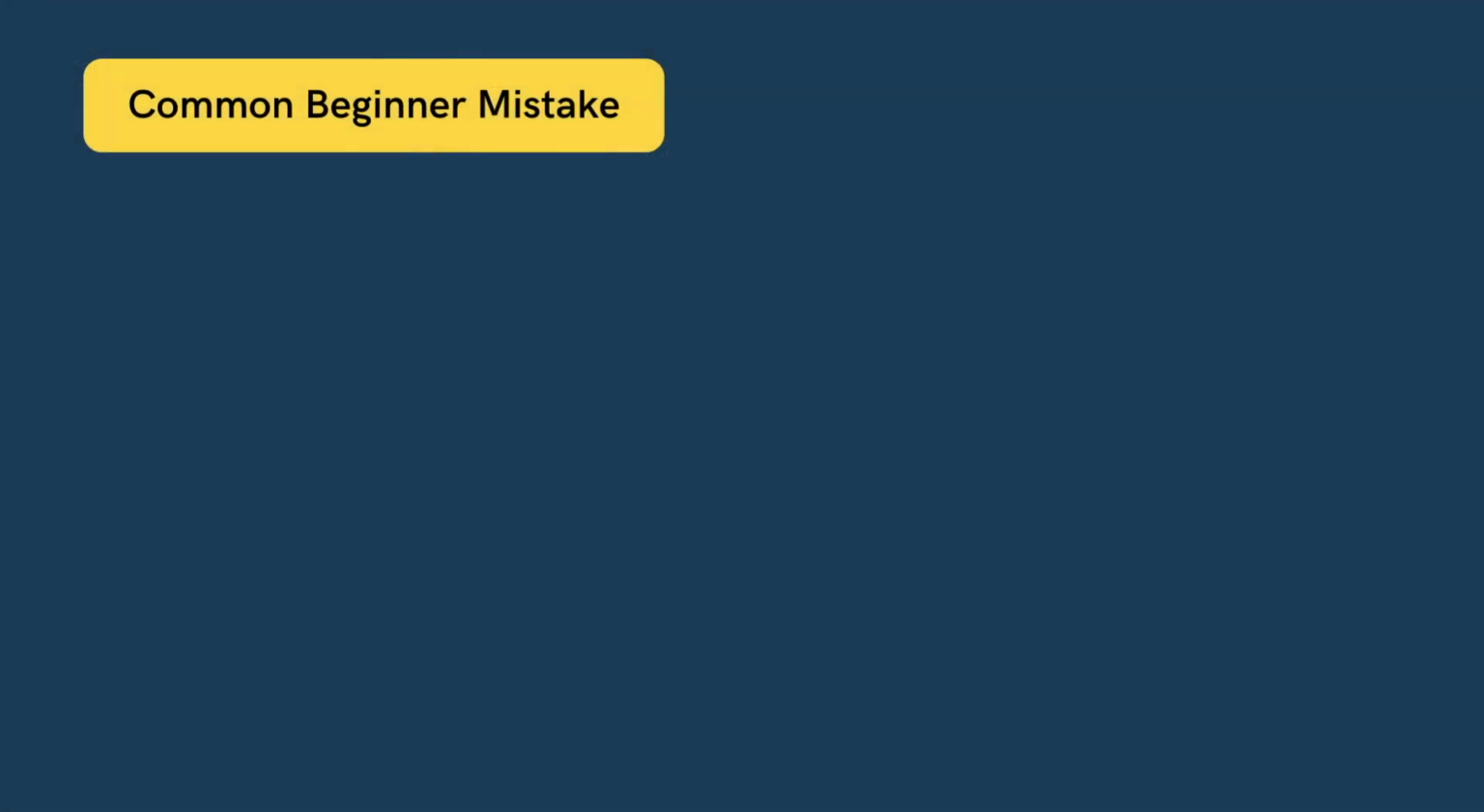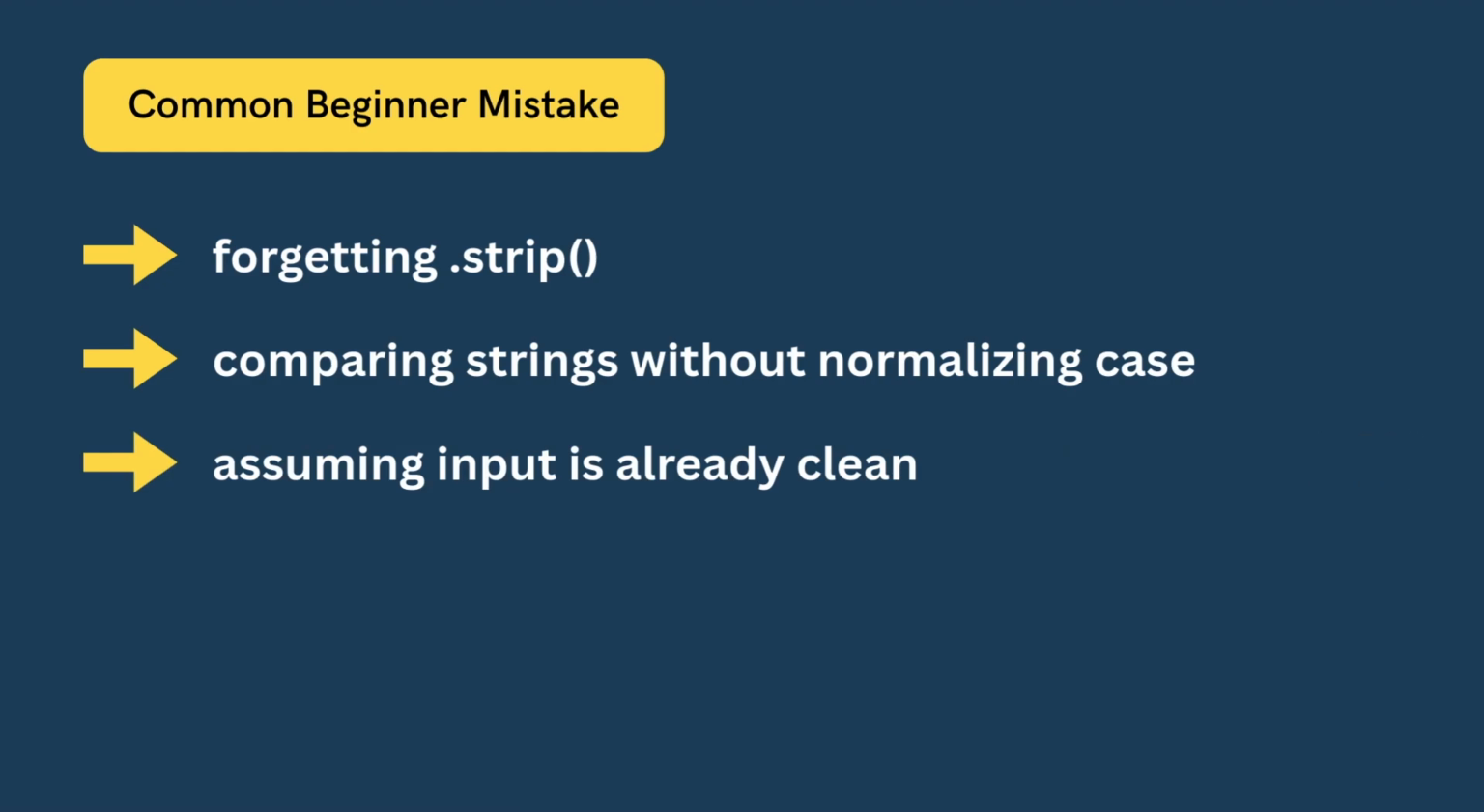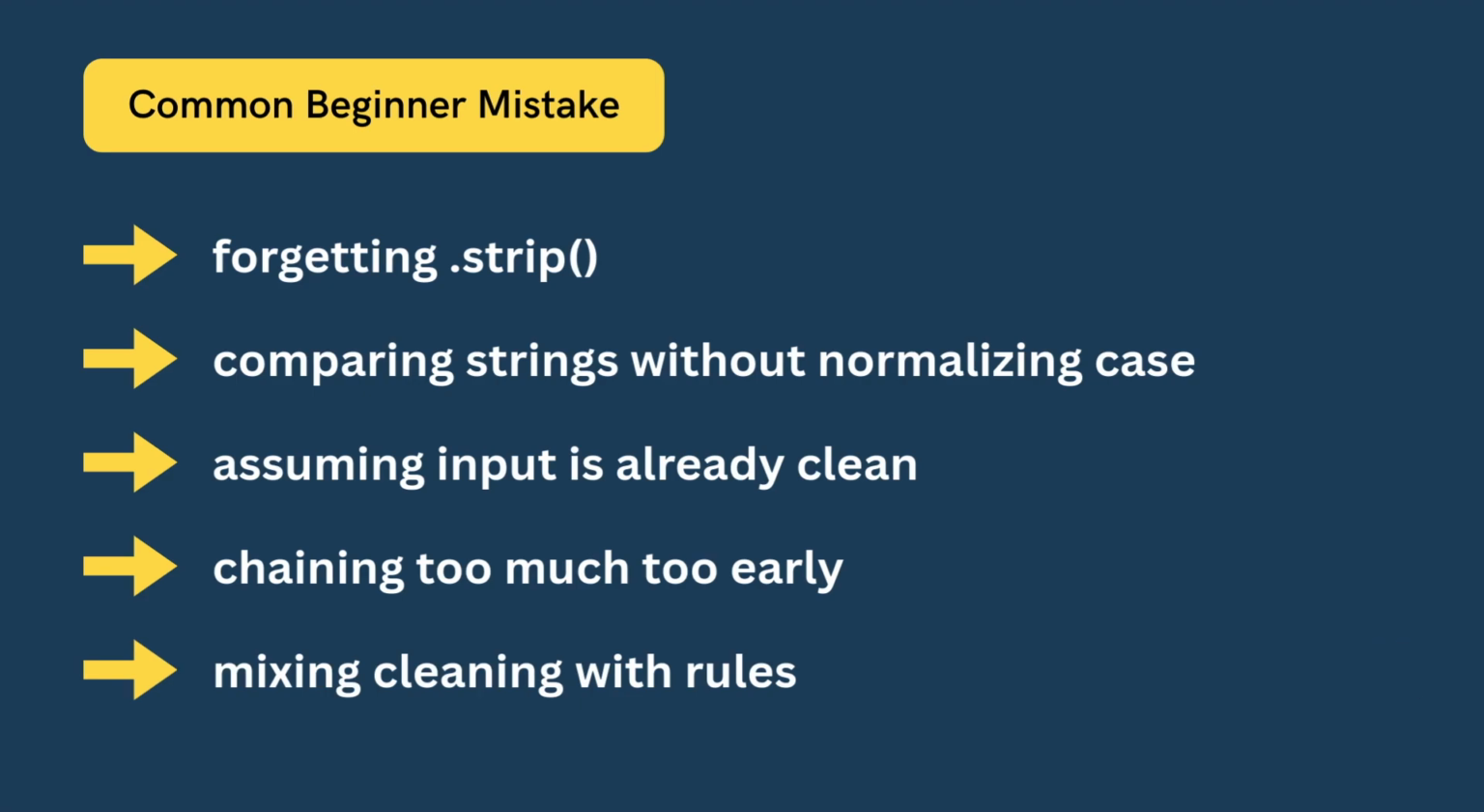Let's see common mistakes to avoid. Forgetting .strip, comparing strings without normalizing case, assuming input is already clean, chaining too much too early, and mixing cleaning with rules. Clean first, apply rules later. You might notice we are not covering every string method. Python has many of them. These are the ones you will use most often. Knowing these well is enough to clean most data.